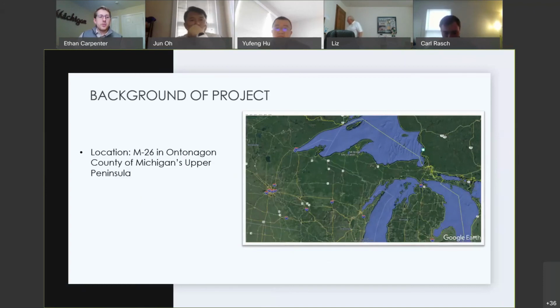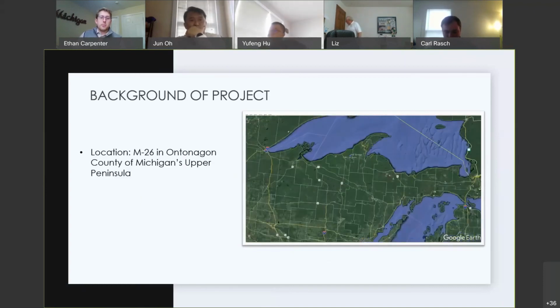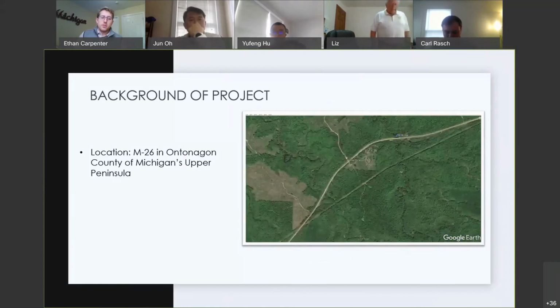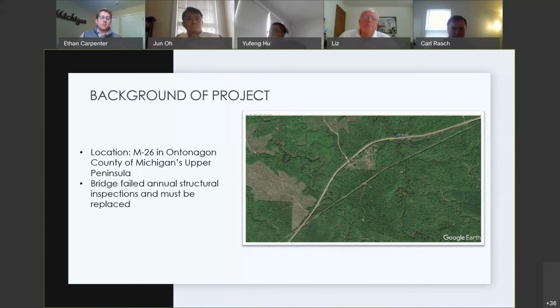M-26 is located in Michigan's Upper Peninsula, connecting the cities of Rockland to Houghton and continuing to Copper Harbor. Located in Ontonagon County, a bridge along M-26 over the east branch of the Firesteel River has failed its annual structural inspection and must be replaced.